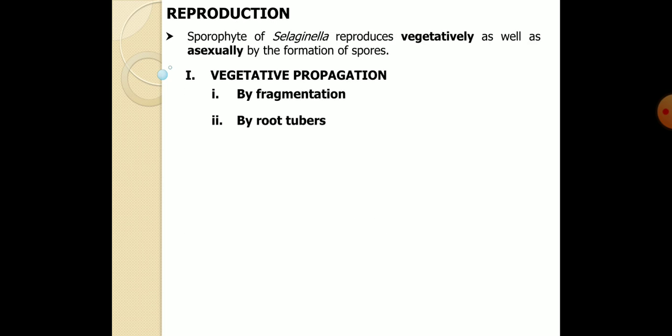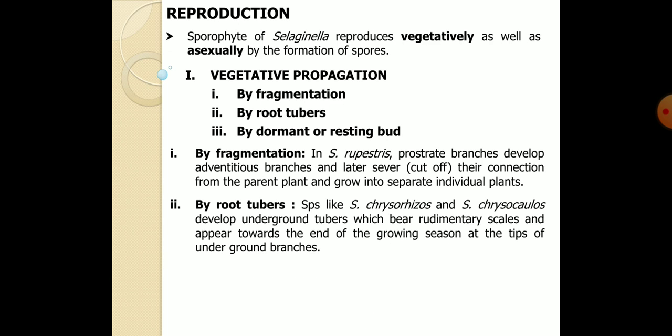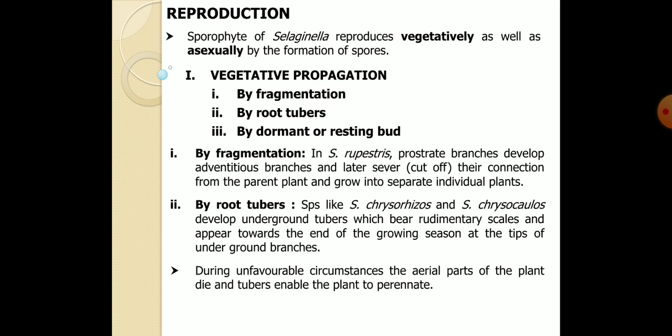Selaginella stem. Now we continue with the chapter on reproduction. The sporophyte of Selaginella reproduces vegetatively as well as sexually. Vegetative reproduction is by fragmentation, by root tubers, and by resting buds. Fragmentation is a simple method of vegetative reproduction: just cut the main branches and they will develop into new plants. The root tubers are special underground tubers developed near the rudimentary scales, and they will develop into new plants.